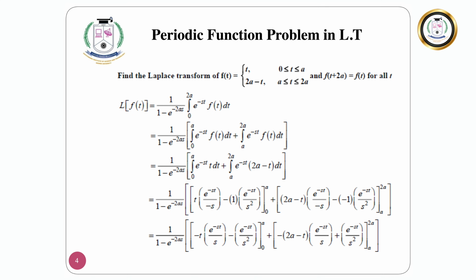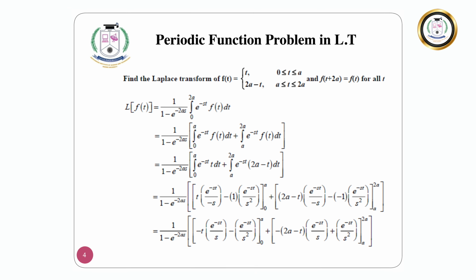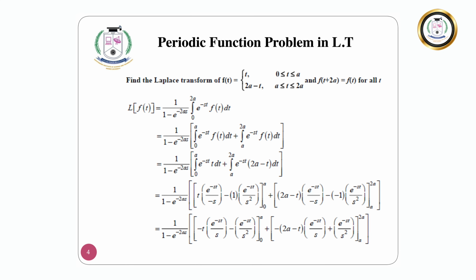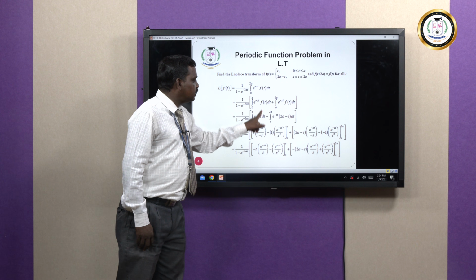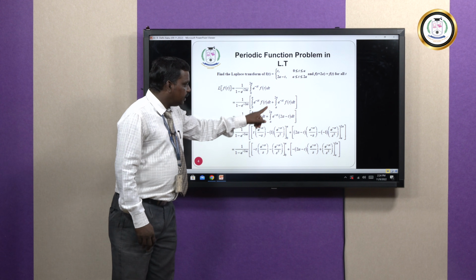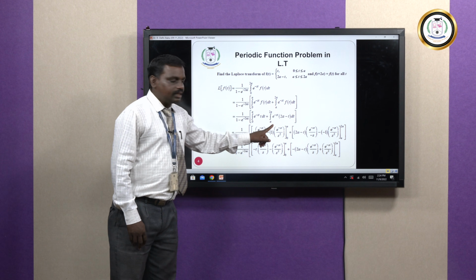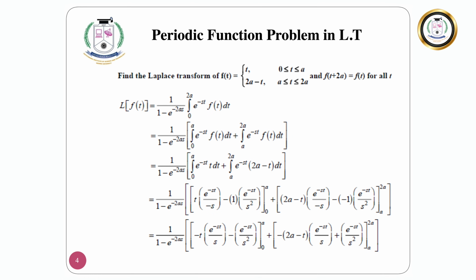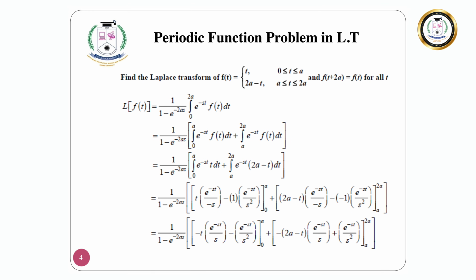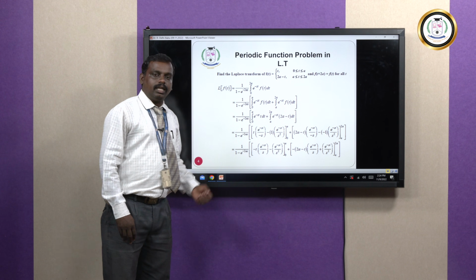Now, 1 by 1 minus e power minus 2as, integral 0 to a e power minus st. In this interval 0 to a, your f of t is defined as t. Hence, instead of f of t, I will write t into dt, plus in the second part integral a to 2a e power minus st, your f of t in the interval a to 2a is defined as 2a minus t into dt. Now, it is not possible to integrate directly because two functions are in a product.